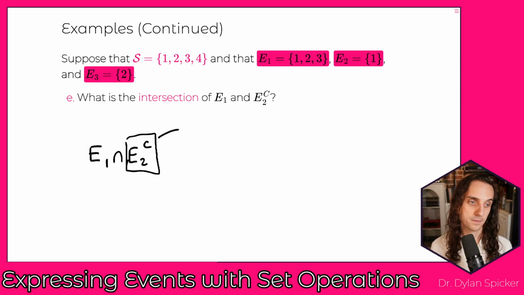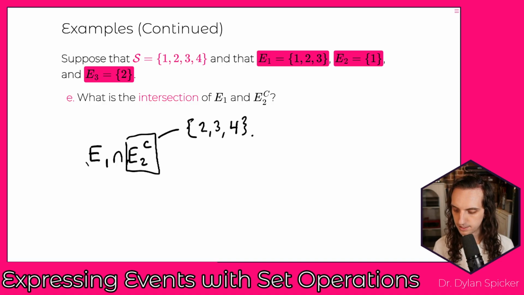Okay, and so E2 complement, remember, what we're going to do is take our sample space and remove everything that's in E2. In other words, we want to say what is not in E2. And so if we go through here, well, the 1 is in E2, but the 2, the 3, and the 4 are not in E2, right? And so as a result, E2 complement is going to be the set 2, 3, and 4.